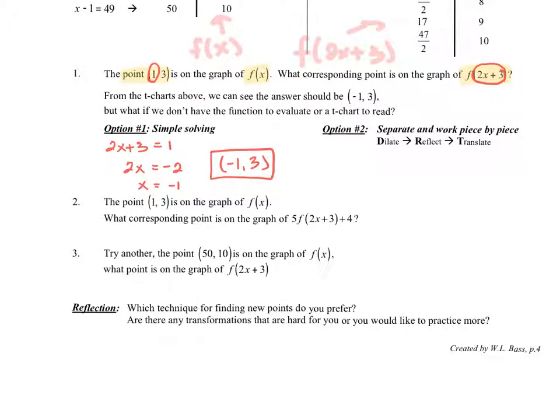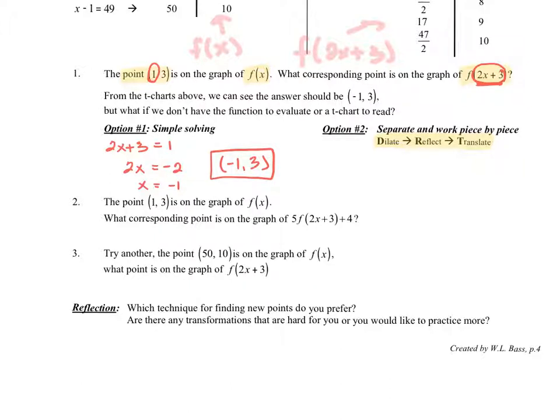Now, the reason that this works is because what's necessary when we are doing these problems is to understand that the transformations need to be done in this very specific order: the dilation, a reflection, and then a translation. The problem with trying to just do them the way they're currently written is that when we look at the transformation that I have here, this 2x plus 3, the dilation and the shift are mixed together.